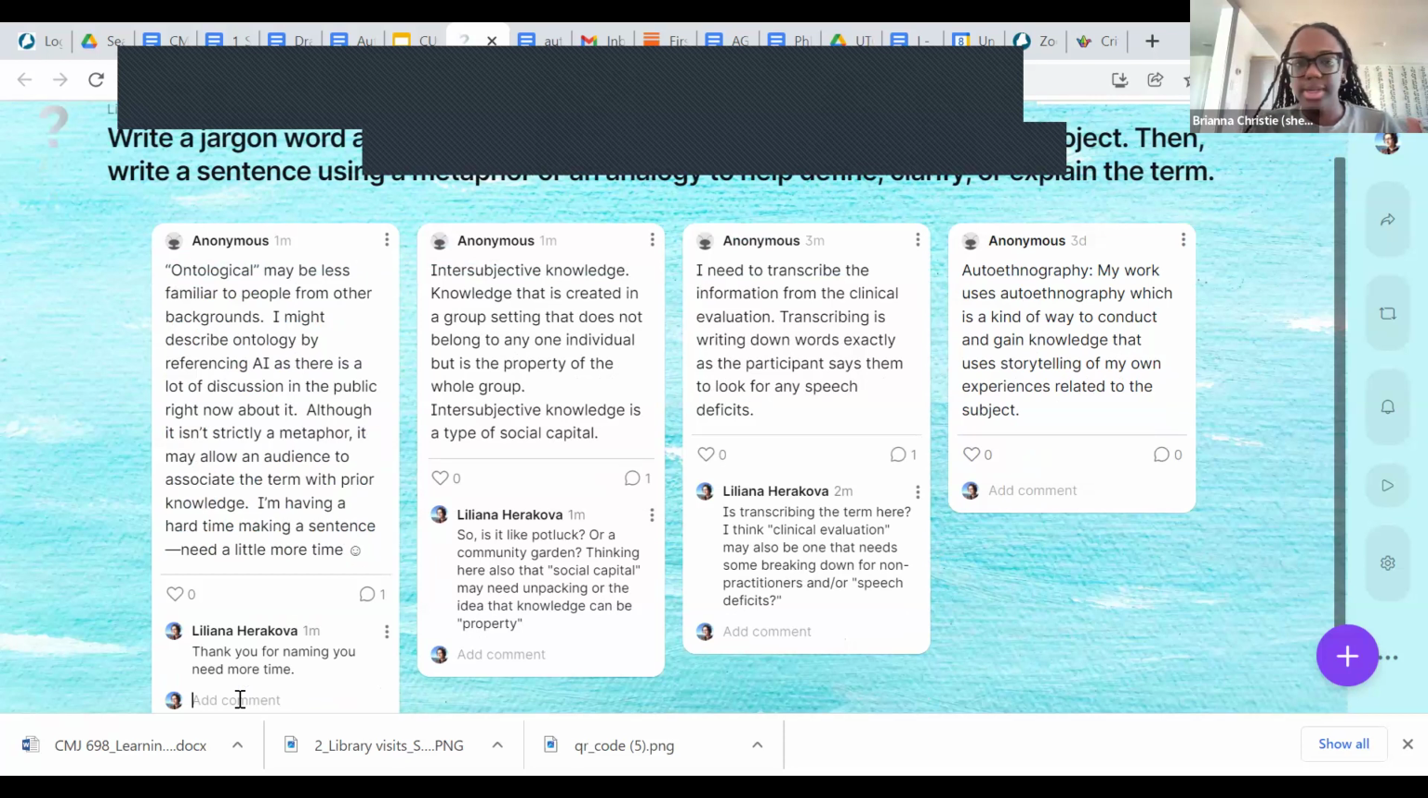Do you have one that you want to address, Lily? Yeah, I think too with autoethnography, storytelling is a different way to think about it, to bring it to a more understandable way.